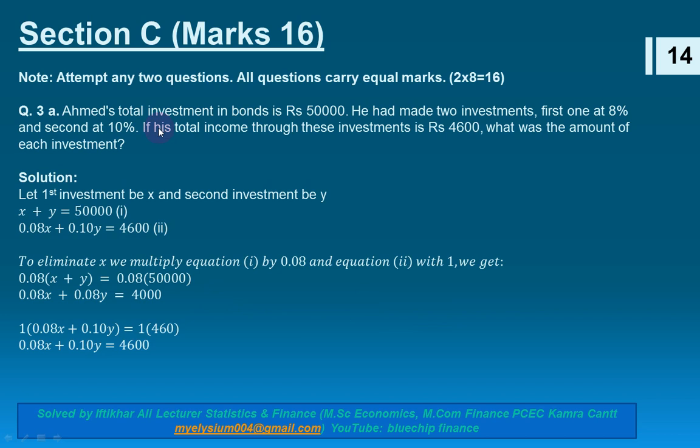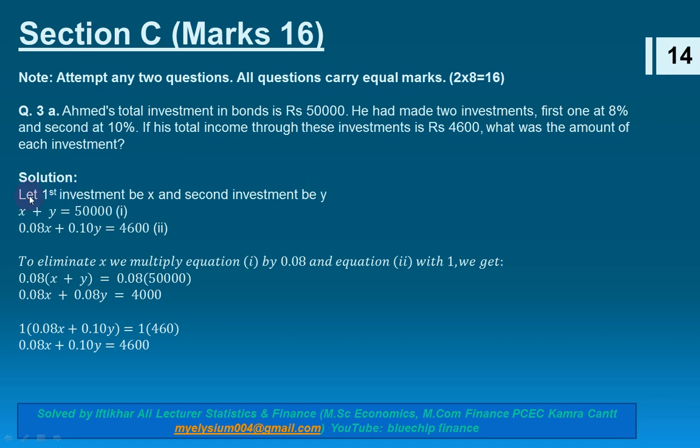Section C, question number 3. Emma's total investment in bonds is rupees 50,000. He made two investments, the first at 8% and the second at 10%. If his total income through these investments is rupees 4,600, what was the amount of each investment?